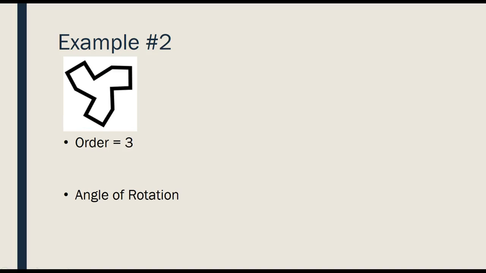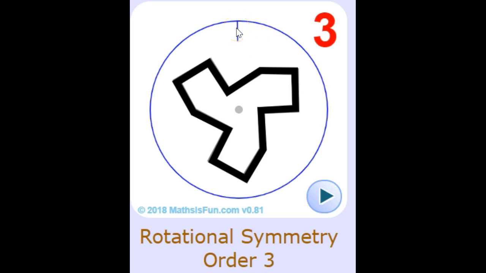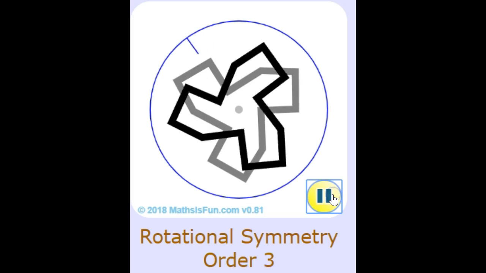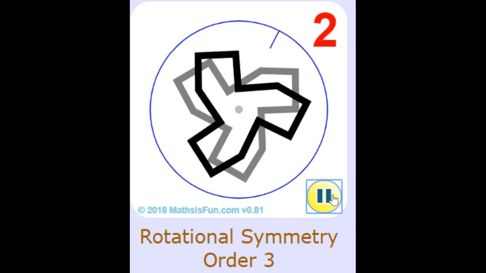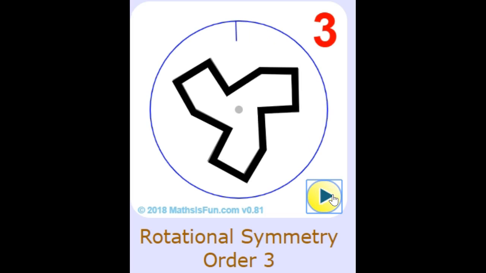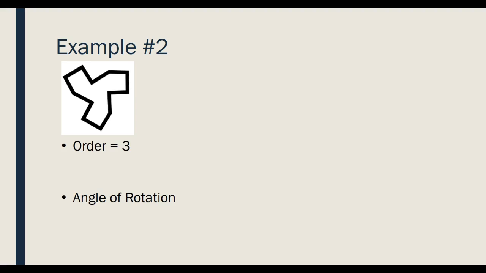Our next example, this has an order of 3. Let's look at why. So this line will give us a little bit of perspective. It takes 1, 2, 3 times to get back to our original position. That's why this image has order 3. Its angle of rotation, well, out of the 360 degrees, it took 3 spins. 360 divided by 3 is 120. So its angle of rotation is 120 degrees.